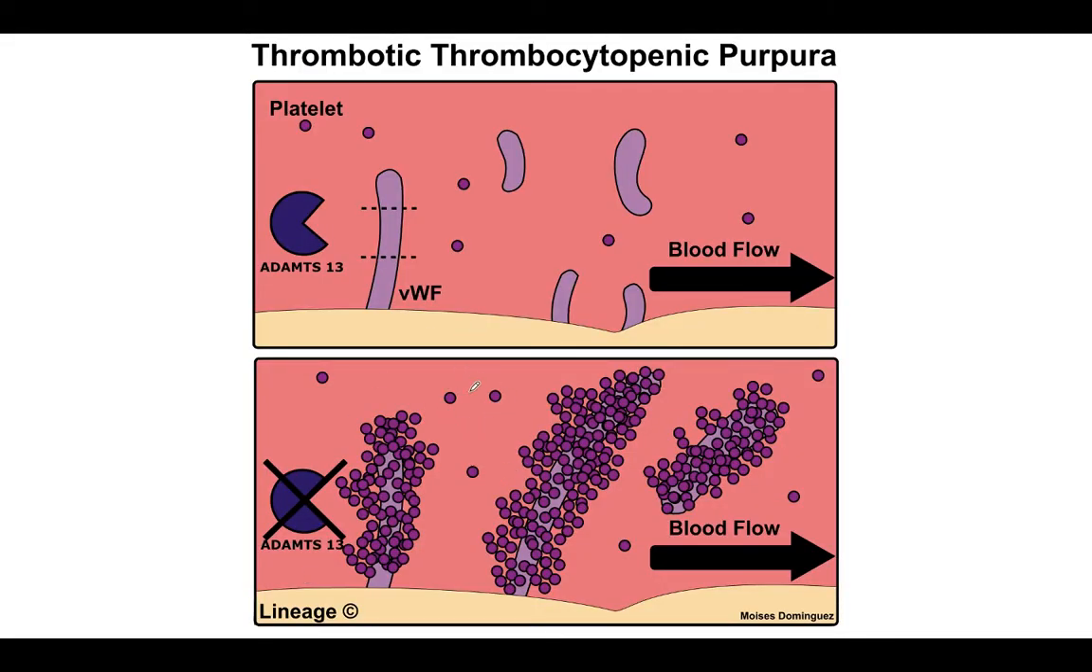Now, moving to the second topic. The second topic, we will talk about thrombotic thrombocytopenic purpura. Now, this condition is usually genetic or acquired. The acquired form will be autoantibody against this enzyme.